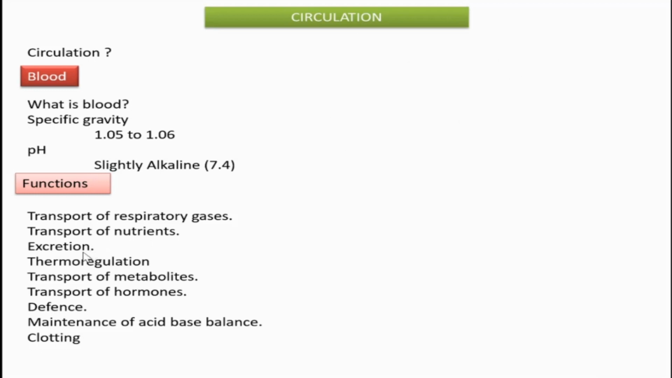And excretion: blood itself is carrying all the waste to the kidney, and for all elimination blood is playing the main role. Then thermoregulation. Whatever heat is produced in various parts of our body needs to be dissipated out. For releasing that heat towards the outside, the blood carries that excess heat to the external body surface by increasing the blood flow to the surface of the body.